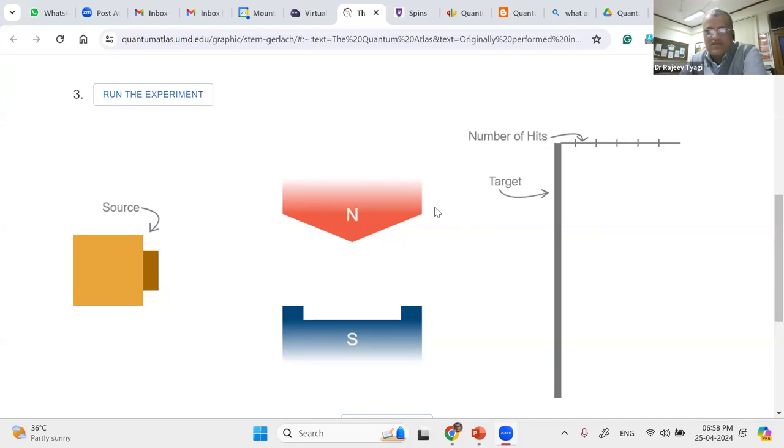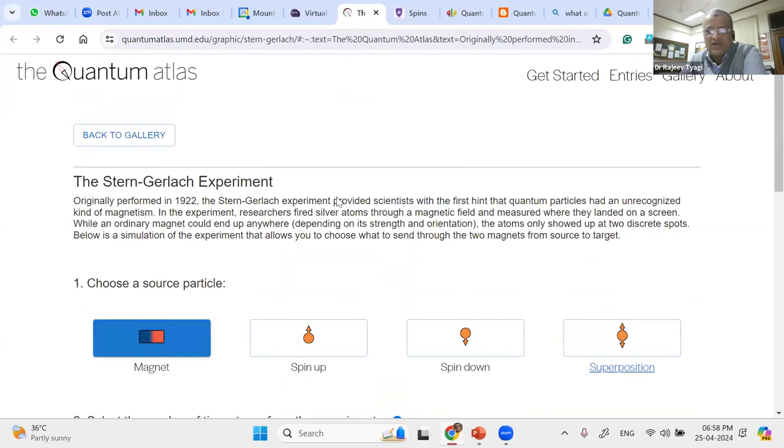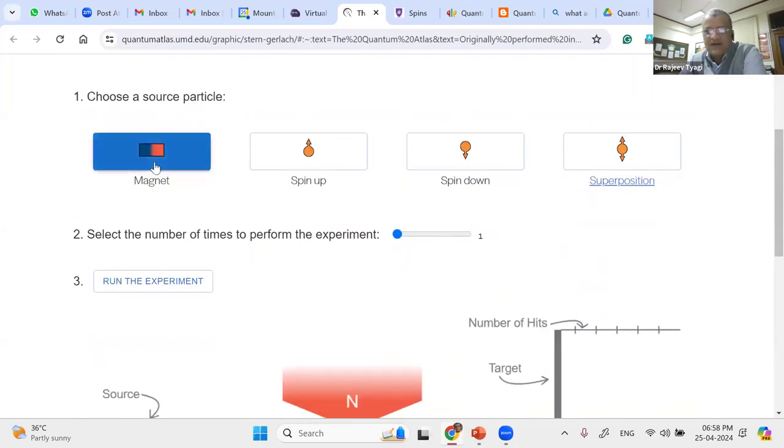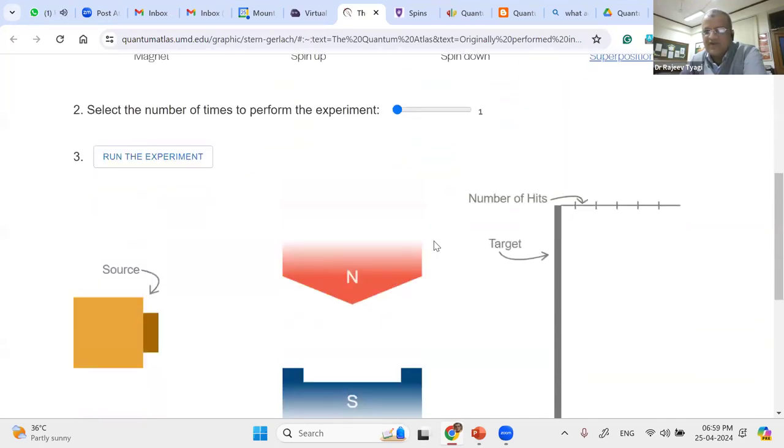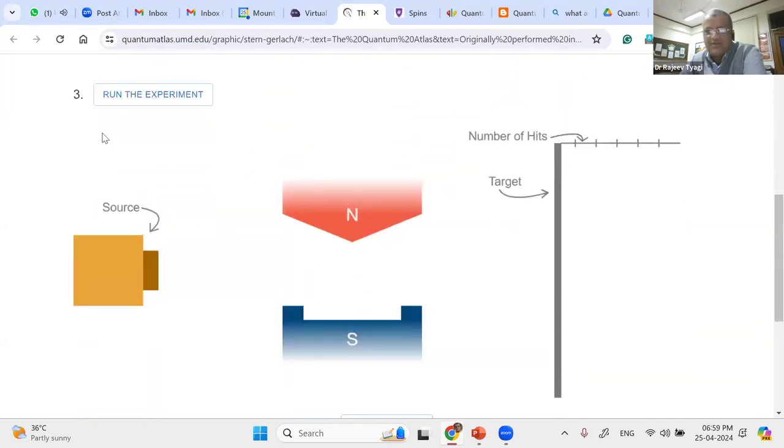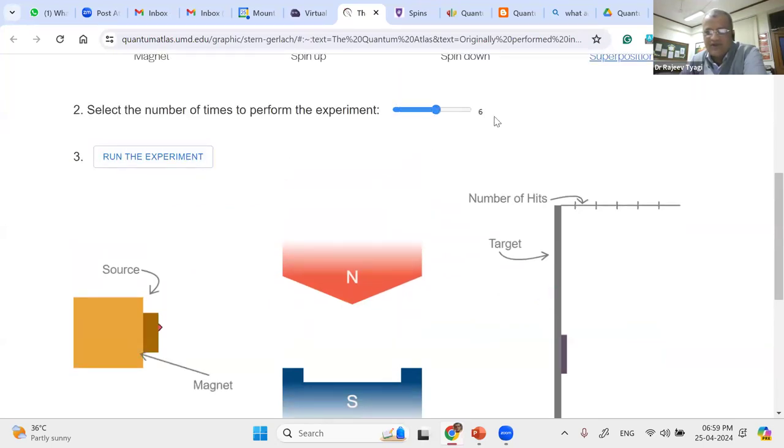On this page, you will see this is the quantum atlas, and you can choose a particle. Right now, choose a magnet, classical magnet. These things we'll talk about later. You can set how many times you want to do this experiment. By default, the number is one. So now you run the experiment. This bar magnet, the dipole will come north, north, north, north, repelling. Okay, run it again, or let me increase the number of experiments.